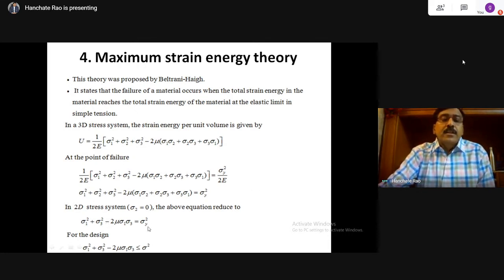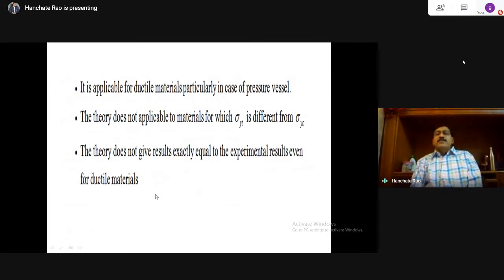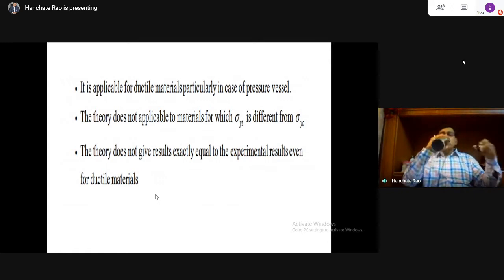That is for failure. For design, the working stress is sigma, so we replace sigma y with sigma, where sigma is the working stress or the safe stress. This theory is applicable for ductile materials, particularly in the case of pressure vessels. So if you are solving a pressure vessel problem, this strain energy theory is very much applicable. The theory is not valid for brittle materials, as the theoretical results are not comparing with the experimental results.